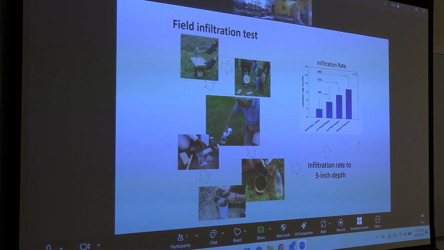Well, there's a simple way to do it. This is using a coffee can or a piece of irrigation pipe. You pound it in the soil, you add a certain amount of water, and you use your stopwatch and watch when that water drains away. And when I started reading this article and going back, I think that's pretty much what they did. They were measuring the infiltration rate in a 3-inch depth. So to a 3-inch depth, we went from 3 to 11 inches per hour in that 3-inch depth.